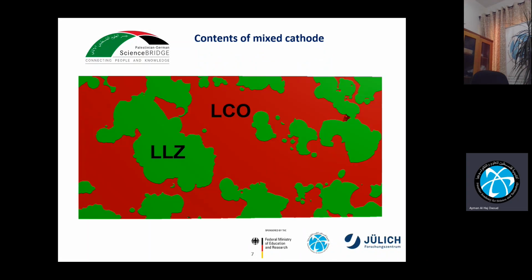In this case, we have an active material, which is lithium cobalt oxide, in red, and LLZO, lithium lanthanum zirconium oxide, as the solid electrolyte. But it should be embedded in the mixed cathode in order to have ionic conductivity from the cathode through to the anode through the electrolyte.